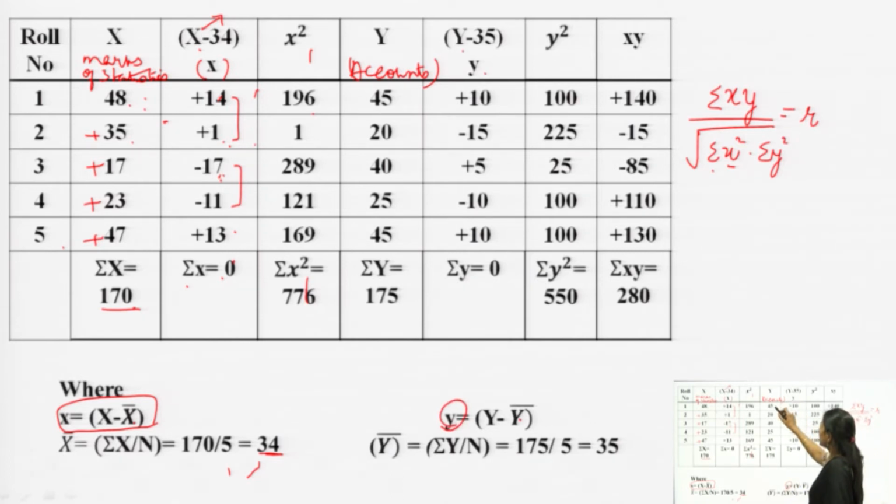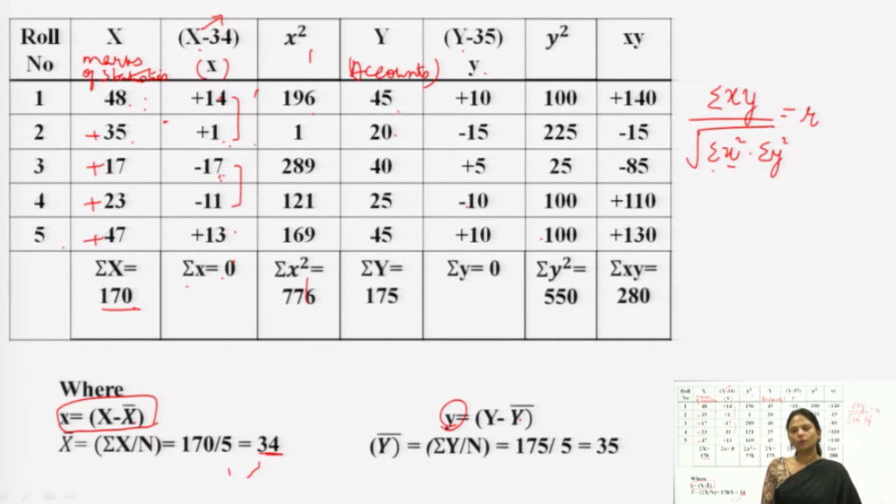For y I have the values 45, 20, 40, 25, 45. I have 5 different values for y, and for finding out each value of small y, I am supposed to subtract 35 from each value of y observations. So, 45 minus 35 gives me plus 10, 20 minus 35 gives me minus 15, 40 minus 35 gives me 5, 25 minus 35 gives me minus 10, and 45 minus 35 gives me plus 10.